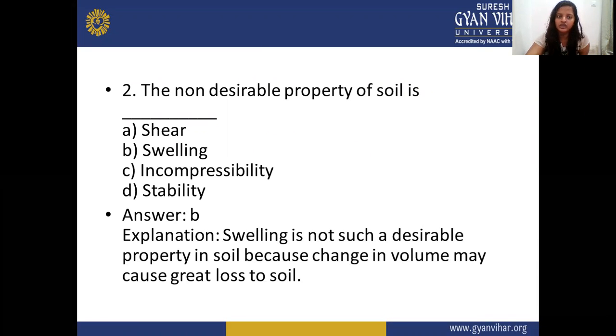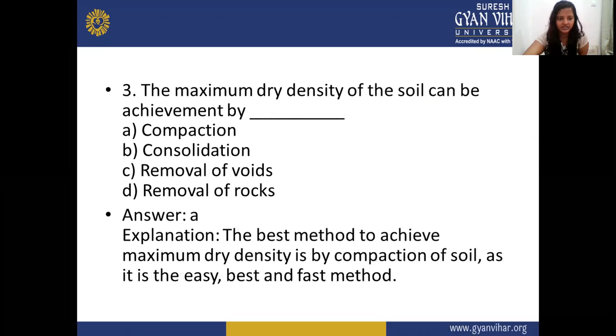The non-desirable property of soil is shear, swelling, incompressibility, or stability. The most important non-desirable property is B, which is swelling. Swelling is not a desirable property in soil because change of volume can cause great loss of soil. Even the bond strength can be affected due to it.